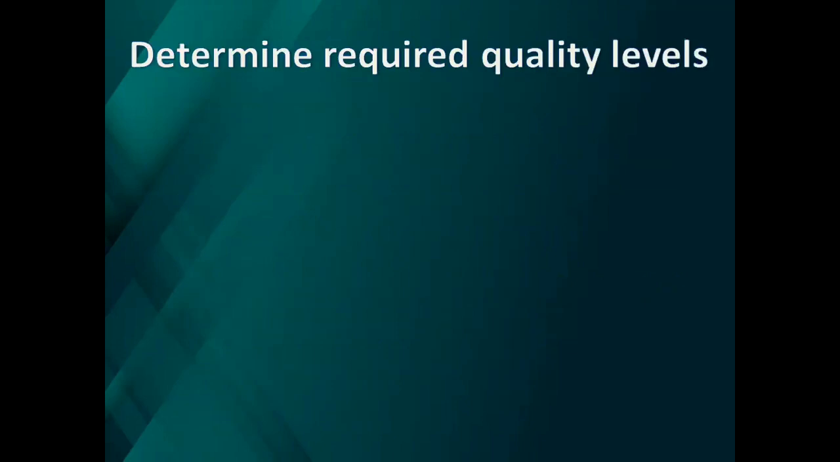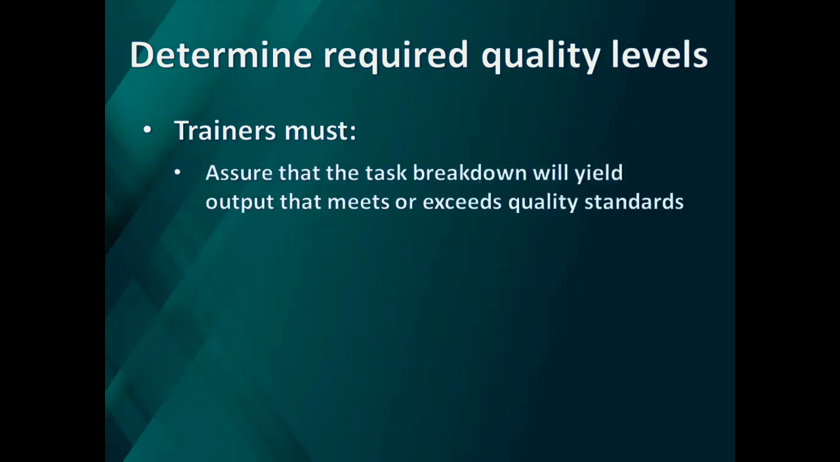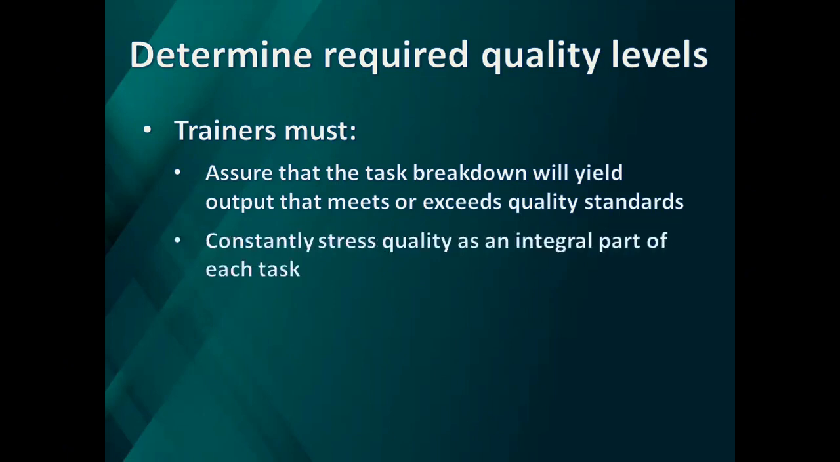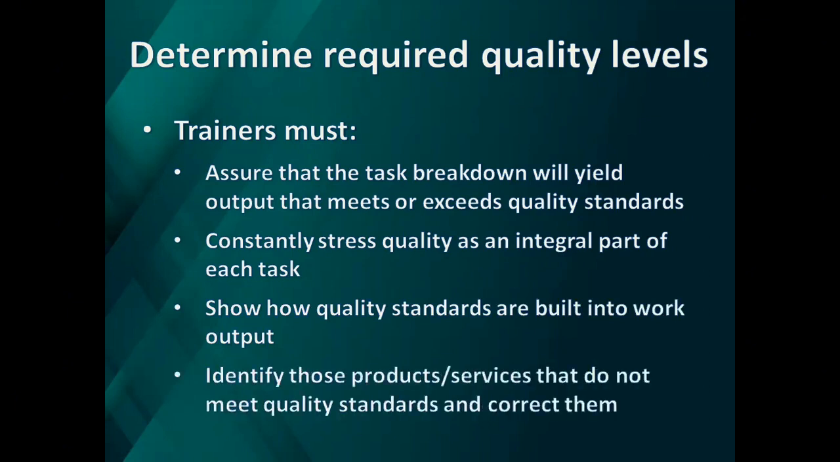Determine required quality levels. Trainers must assure that the task breakdown will yield output that meets or exceeds quality standards. Constantly stress quality as an integral part of each task. Show how quality standards are built into work output. Identify those products or services that do not meet quality standards and correct them.